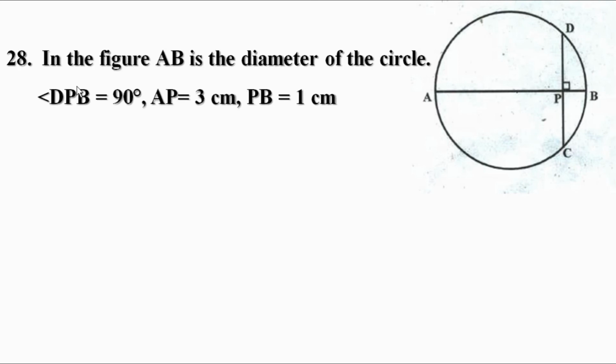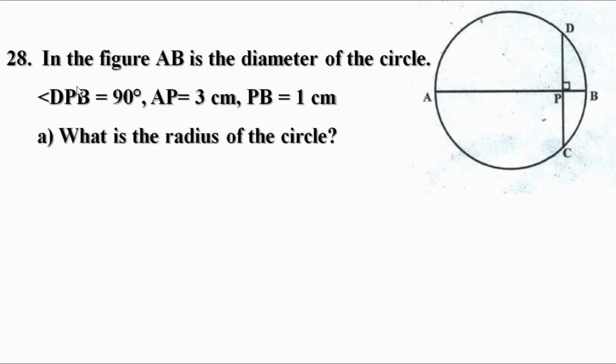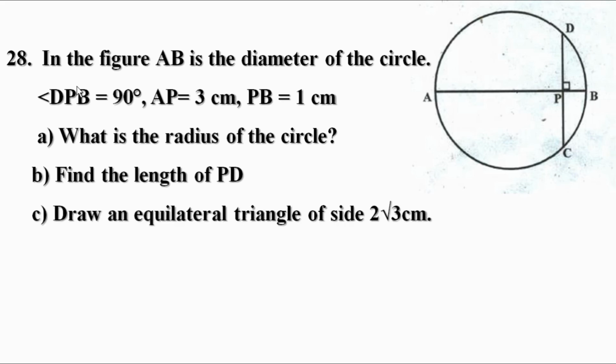In the figure, AB is the diameter of the circle, angle DPB equals 90 degrees, AP equals 3 centimeter, PB equals 1 centimeter. What is the radius of the circle? Find the length of PD. Draw an equilateral triangle of side 2 root 3 centimeter.